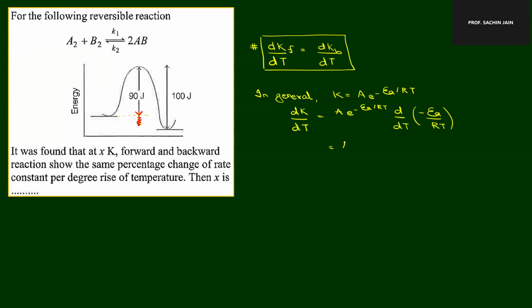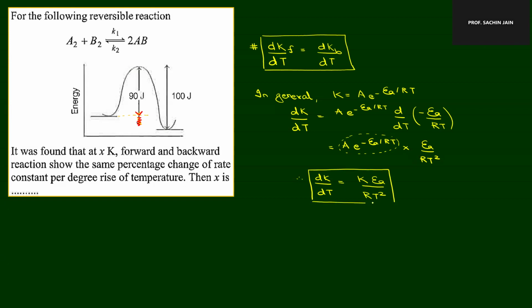So can I write it directly as A e raised to minus Ea by RT into Ea by R बाहर आ जाएगा और 1 by T square हो जाएगा. So it will be Ea by RT square. चलेगा everyone? Yes, sir. And this circled part is k only. तो short में it is k Ea by RT square. ये मेरा जनरल dk by dt का एक्सप्रेशन है. समझा गया?